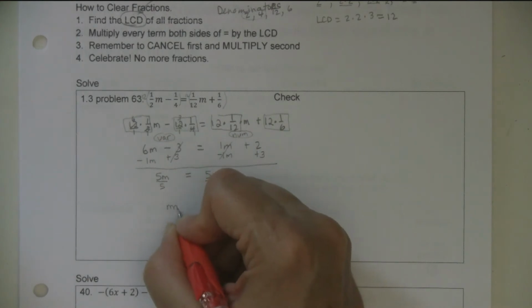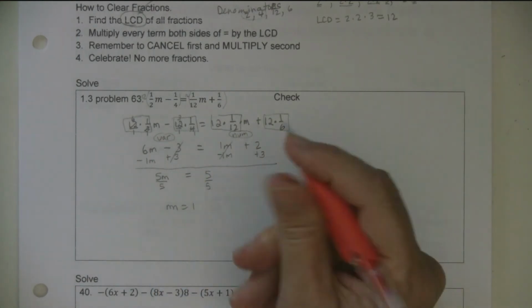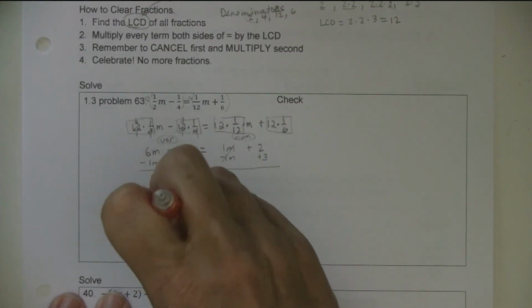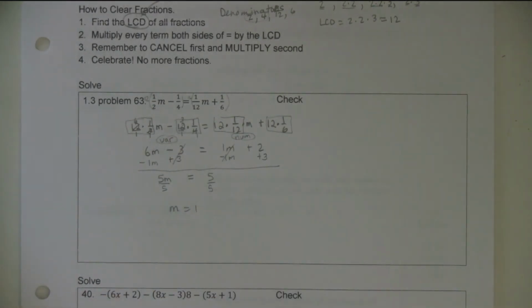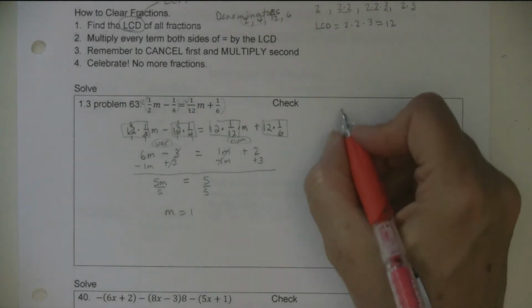m is 1. Oh my gosh, my m got a double, my m became a Campbell or something. I don't know. Crazy. Okay, so m is 1. I'm going to check my answer to make sure that it's right.